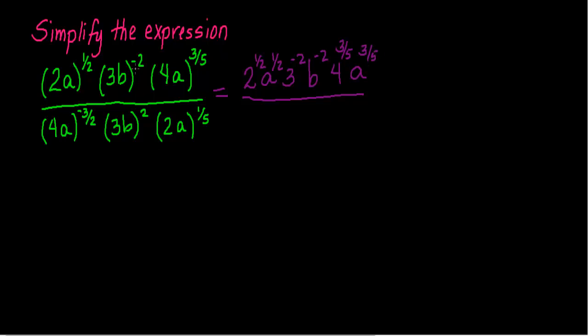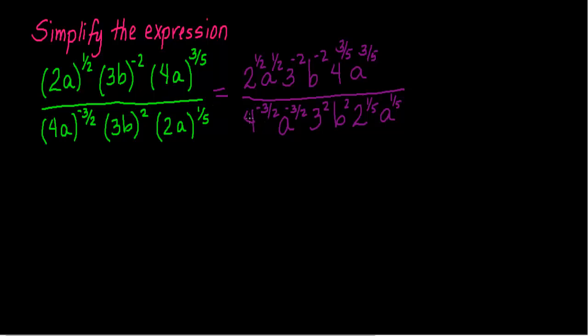Now it's very important, this power law in exponents. If you have an exponent inside the parentheses, for example, if 4 were 4 to the 2nd power, you would multiply 2 times 3/5, okay, because you multiply exponents. In the denominator, we do the same thing. We have 4 to the -3/2 power, a to the -3/2 power, 3 to the 2nd power, b to the 2nd power, 2 to the 1/5 power, a to the 1/5 power. Okay, and there you are. You're done distributing each one of these powers.